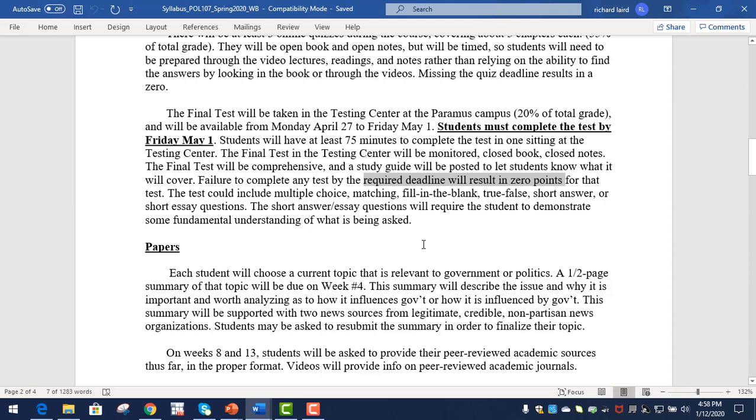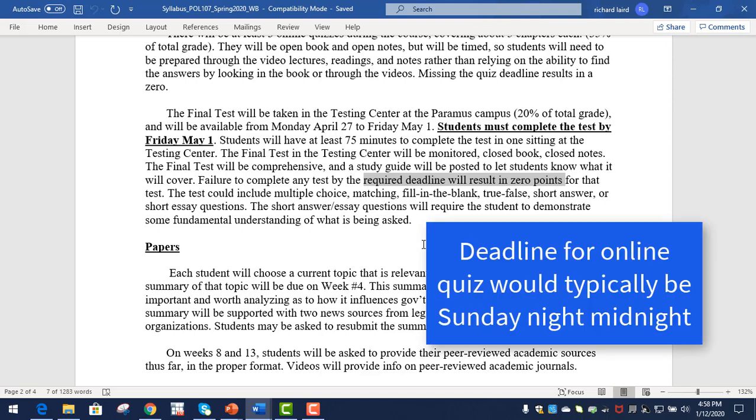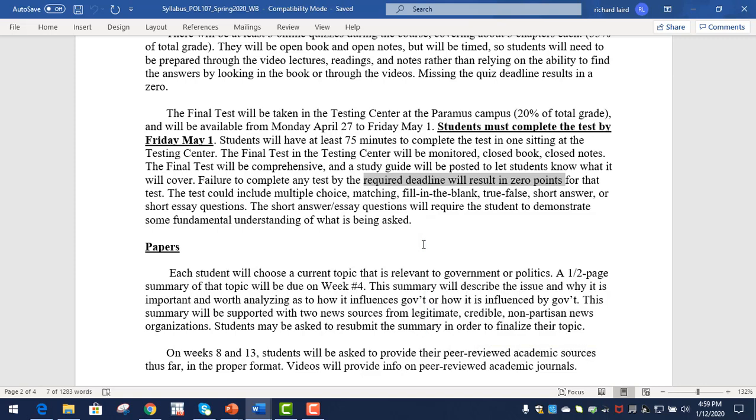So keep in mind, those online quizzes will have a deadline on them so that I will move on to the next week. And if you do not take the quiz by that deadline, which would typically be midnight Sunday night, for example, because the next week is going to start on Monday. So if you do not finish that test by midnight on Sunday night of that week, you would get a 0 for that quiz. So that's why you need to pay attention, keep up, check Moodle on a daily basis, and get engaged in the course.